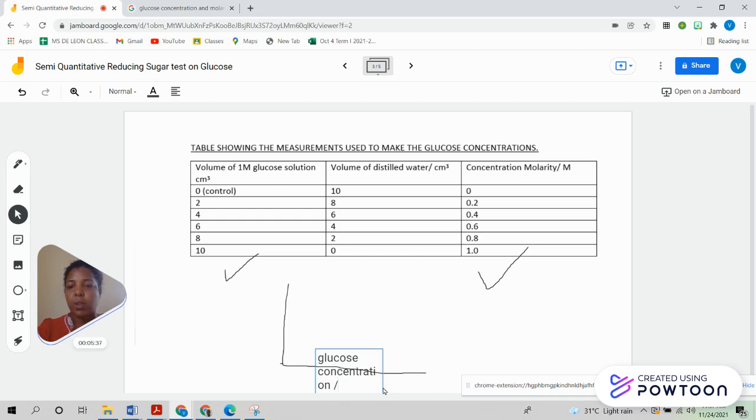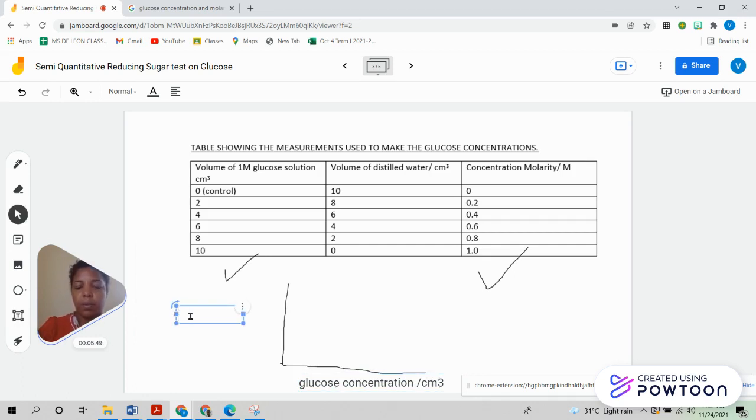Don't forget to put your units. Remember, this lab is going to be marked for ORR. And then on this side, you're going to have concentration, well, concentration, molarity, right? And you're going to plot a graph.